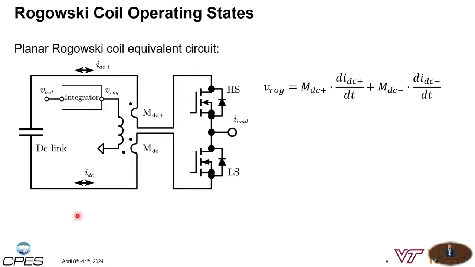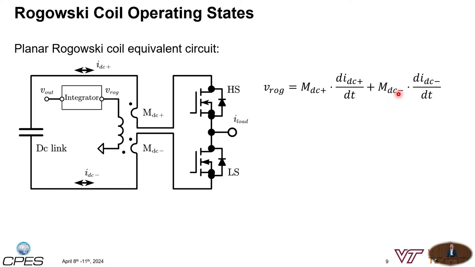When it comes to the Planar Rogowski coil, again we have two couplings to one coil, where we have the mutual inductances M_DC+ and M_DC- that couple to the Rogowski coil. And the output voltage of the Rogowski coil is the summation of the change in current through the DC plus times the mutual inductance to DC plus, plus the change in current through DC minus times the mutual inductance to the DC minus current carrying trace.